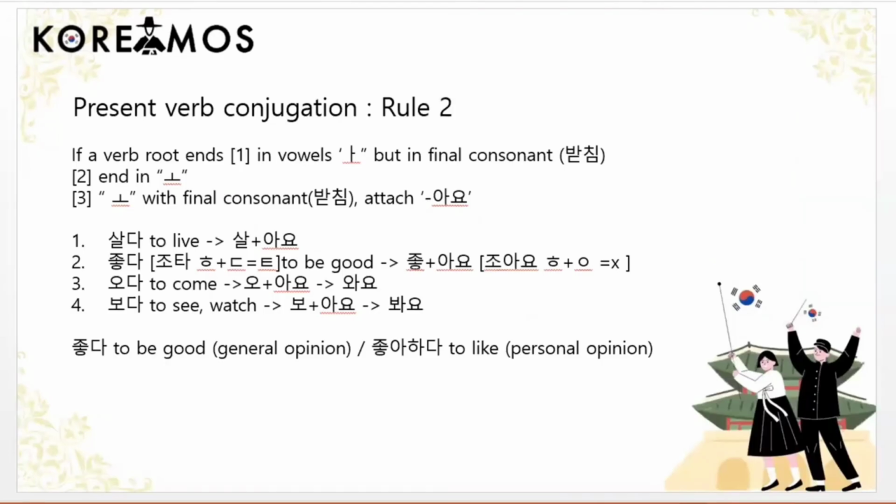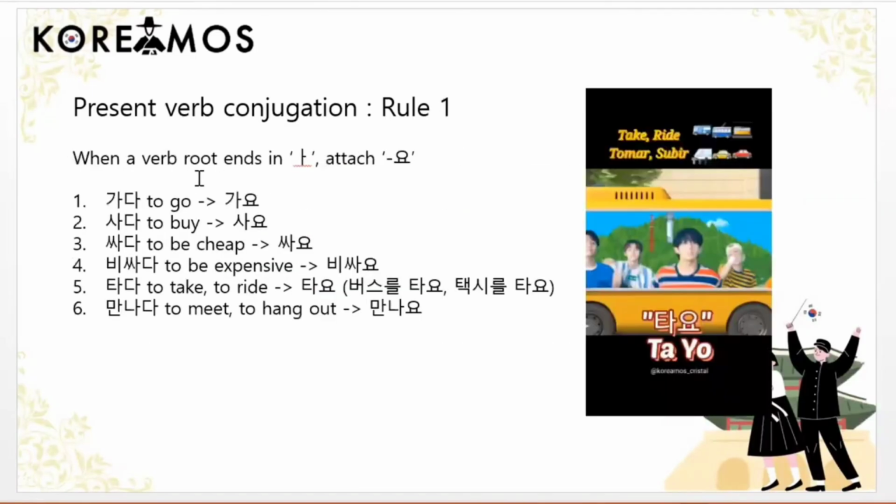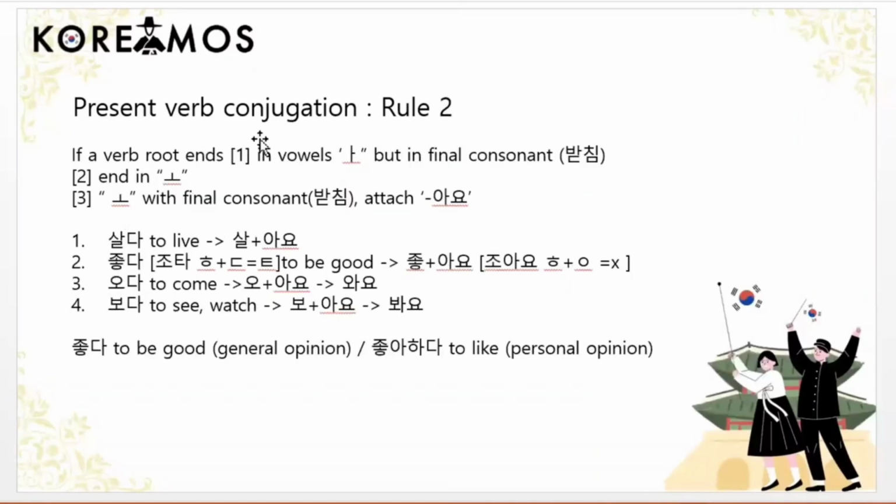Present verb conjugation rule two. We have three cases. First one is if the verb root ends in vowel a but with no final consonant. Which means in the first case, the verb ends in vowel a, but as you can see, there is no final consonant. But here, the verb root ends in vowel a with a final consonant.